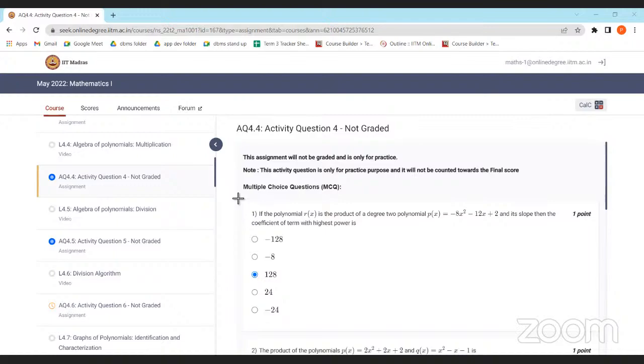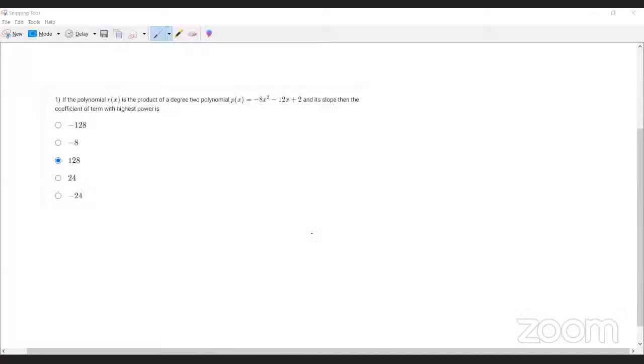Can you tell me how to find the slope of a quadratic equation here? The first derivative. Suppose we have the equation ax square plus bx plus c, and the slope of this equation will be 2ax plus b. So that same thing is applied. What we have given is that the polynomial r of x is a product of degree 2 polynomial p of x and its slope, minus 16x minus 12. Now, what we have to do is find the coefficient of the term with the highest power.